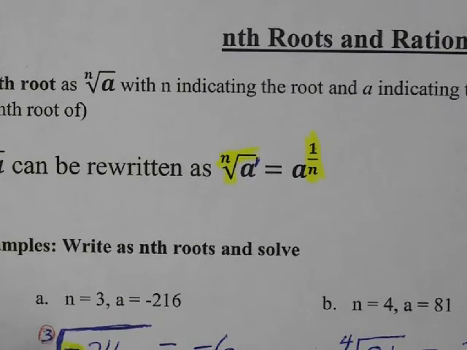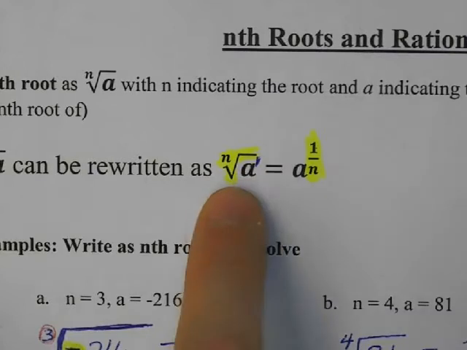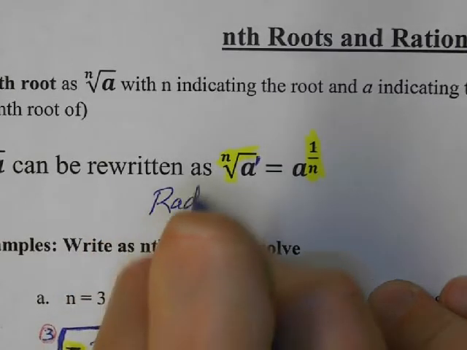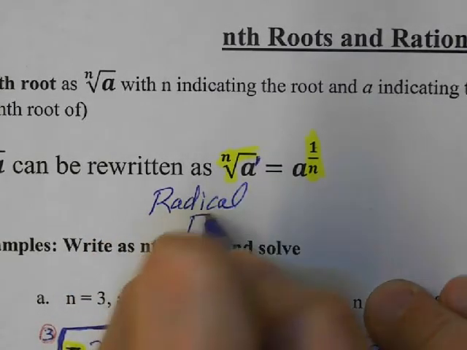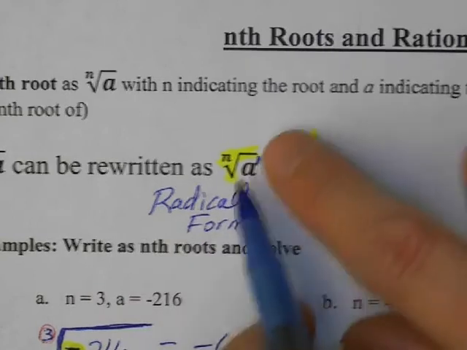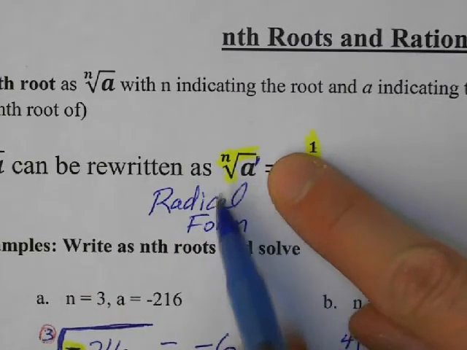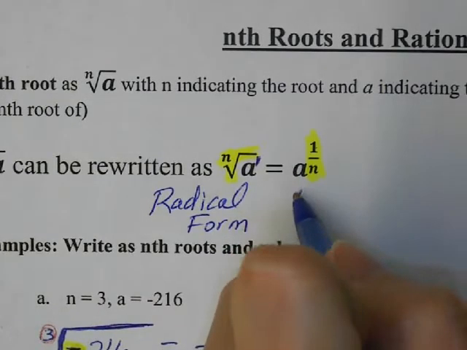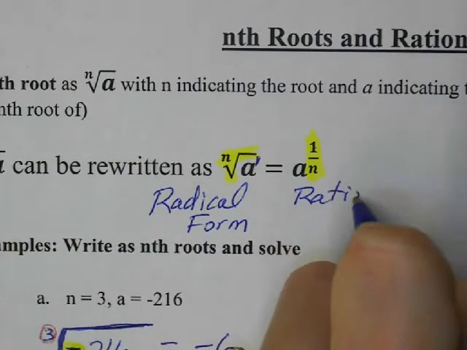For this next part, they want us to write these fraction things in the radical format. See, this is called a radical. A box like that is called a radical. The nth root of a, that's in radical form. When it's written in this fraction form, that's called rational form.